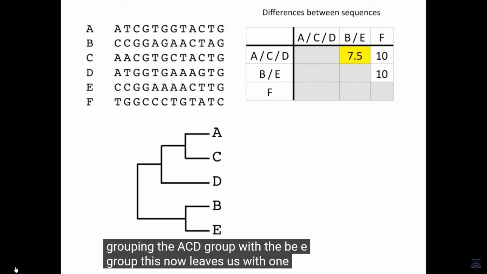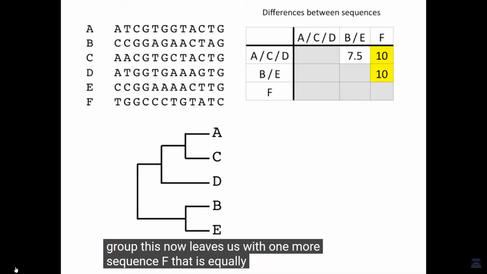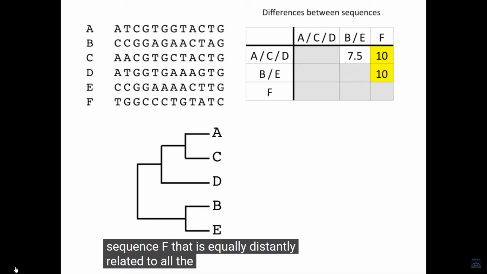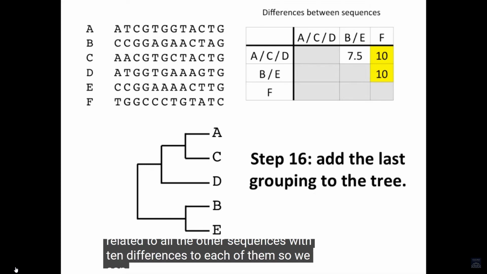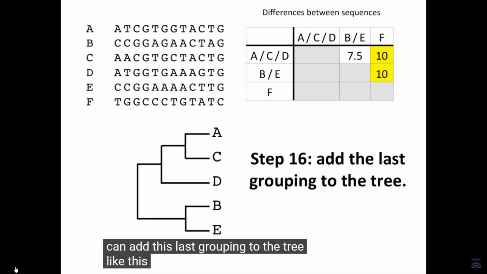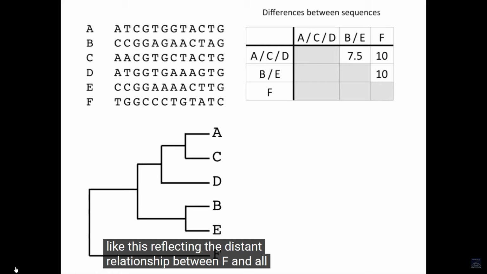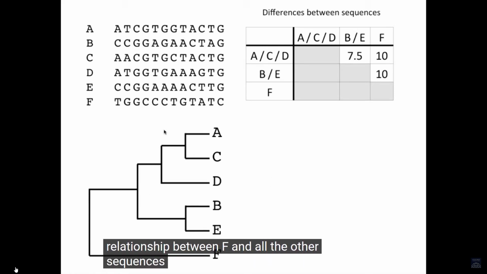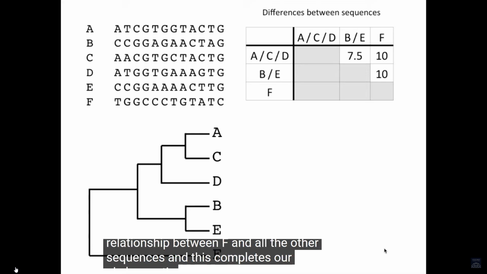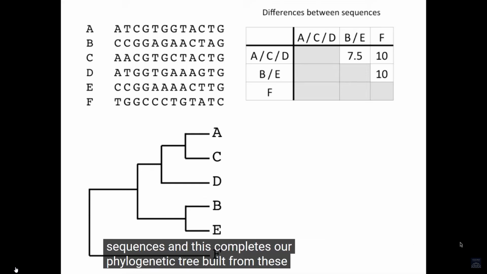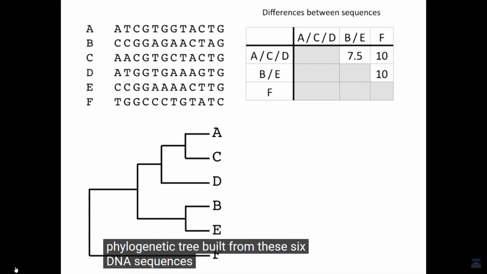This now leaves us with one more sequence, F, that is equally distantly related to all the other sequences, with 10 differences to each of them. So we can add this last grouping to the tree like this, reflecting the distant relationship between F and all the other sequences. And this completes our phylogenetic tree built from these 6 DNA sequences.